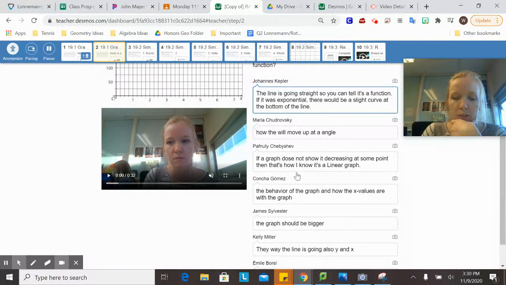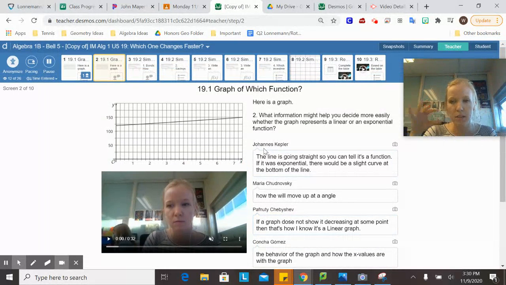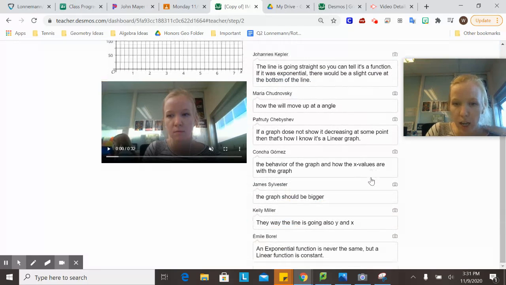But again, we're looking for, like this one, the graph should be bigger. Meaning that we need to zoom our lens out and see over time, over the x-axis, is it going to continually be linear, or eventually are we going to see that curved increase that we would see with exponential? So yeah, if we had a bigger window of our graph, we would be able to tell more easily which type of function it is.